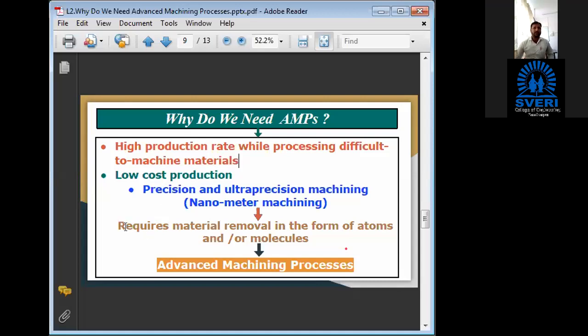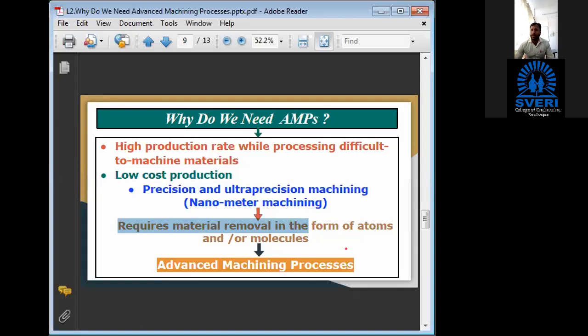We need them to get a high material removal rate. For example, if you want a nano level surface finish, or a tolerance less than 10 micron, that cannot be achieved with conventional machining, which removes the material in the form of chips. The size of these chips is a few hundreds of micrometers or more. I'm talking about the conventional.